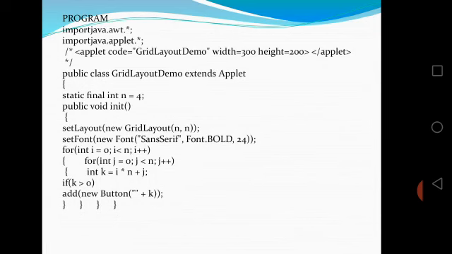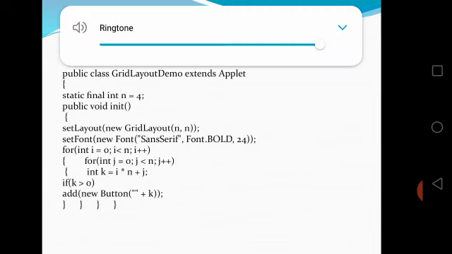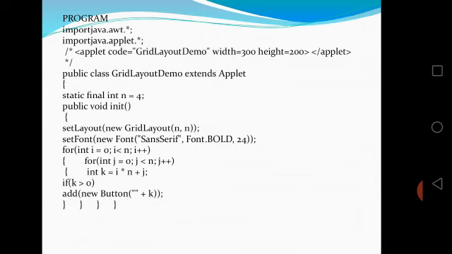Now we can see how we implement it in the program. The AWT control package is imported. The applet package is also imported. The applet screen is designed. Next, the main class GridLayoutDemo extends Applet. static final int n equal to 4. So we are setting the value for n as 4. In the init method, we are setting the layout GridLayout(n, n).